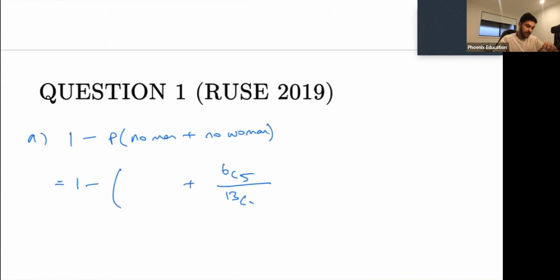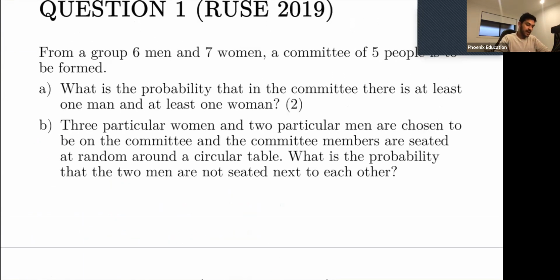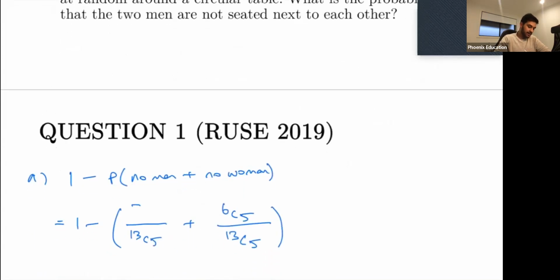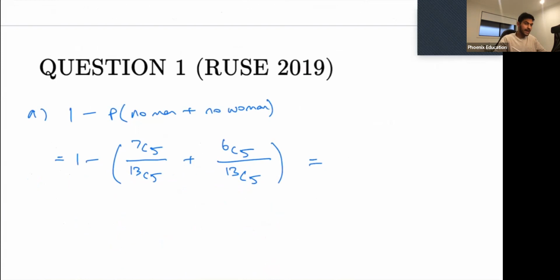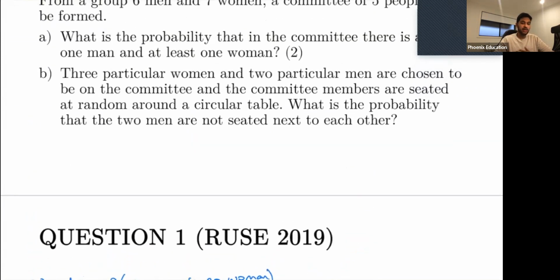So 13C5. Okay, and if we're to pick no men, then we would pick, so let me just write down the unrestricted combinations first. If we're to pick no men, it would be a committee of all women. So we have 7 women and we need to pick 5 out of those 7. So we have 7C5. Okay, and just to recap, the denominator there is just the unrestricted combination, as if we're picking 5 from the 13 people. Okay, if we put this into the calculator, this should come out as 140 over 143. So it's pretty likely that you'll have at least 1 man and 1 woman.